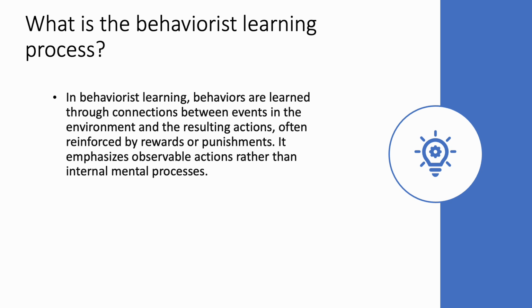Let me give you an example. I put my hand on the hot stove. Ah! Okay? I got burnt, right? There was an event: my hand goes onto the stove. There was a result: my hand gets burnt, right? I learned something. What did I learn? Don't touch the hot stove, right?